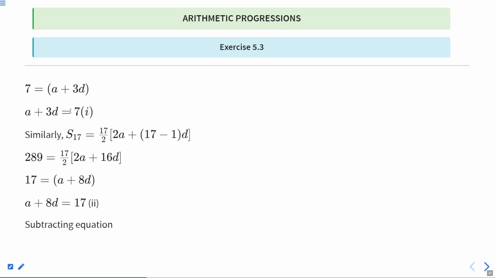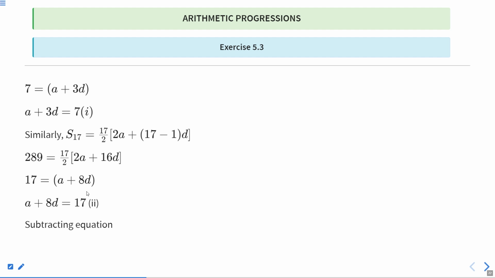And similarly, we have the sum of the first 17 terms of the AP, which is 289. So similarly S17 is equal to 17 by 2 times 2a plus 17 minus 1 times d, and it implies 289 is equal to 17 by 2 times 2a plus 16d, and it implies 17 is equal to a plus 8d. So a plus 8d is equal to 17.